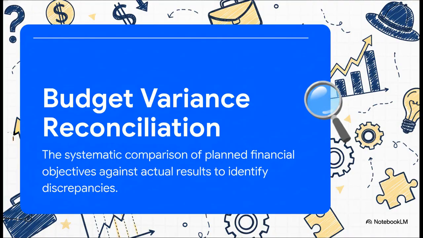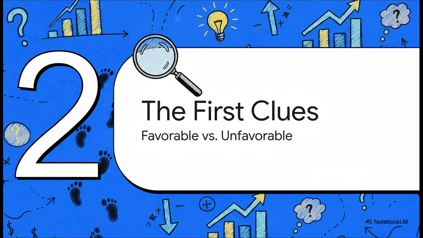Okay, so the first tool in Alex's detective kit is this core idea. Put simply, it just means you line up what you thought was going to happen with what actually happened, and then you dig into every single one of those differences to find the real story hidden inside the numbers. So where does the investigation begin? Well, you always start at a high level.